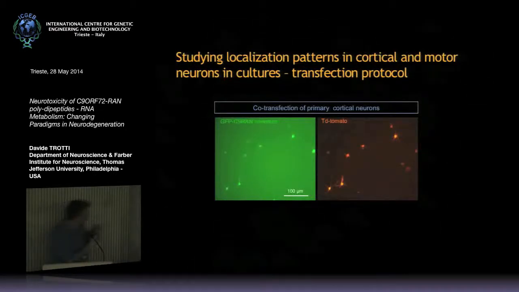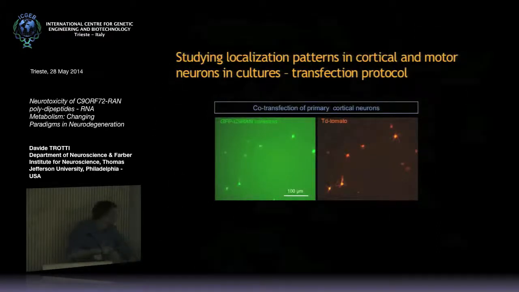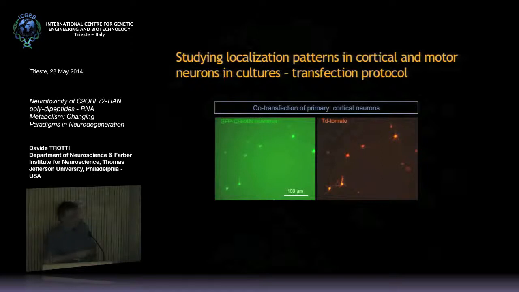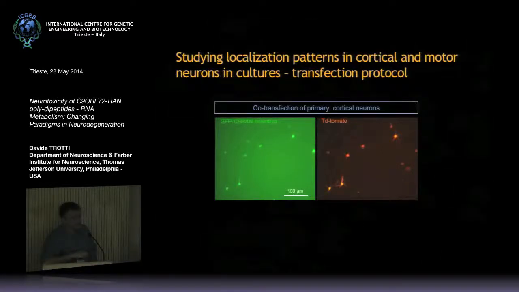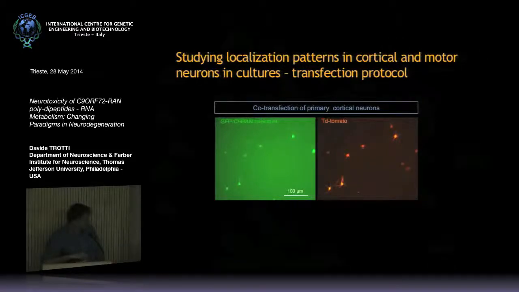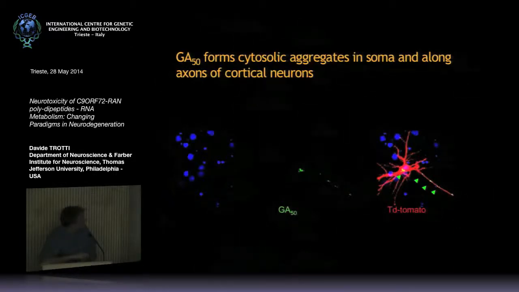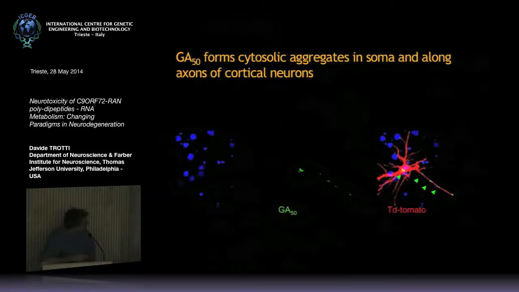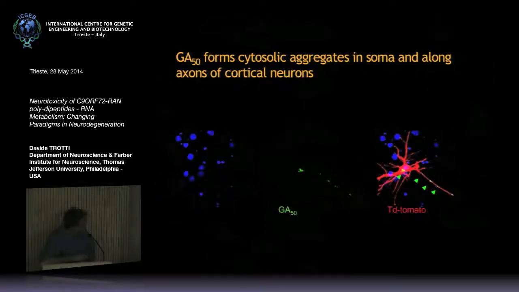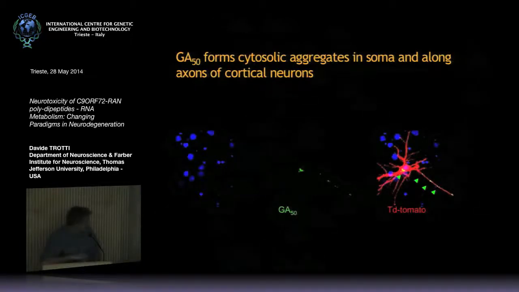The ratio between the constructs is 4 to 1, with 4 being the C9ORF construct and 1 the tdTomato, just to make sure that all the cells that carry the tdTomato also carry our construct. These are the first localization data. You can see that GA50 forms cytosolic aggregates in the cell body, but also in the axon and possibly the dendrite. There is also some in the dendrite. So it's a pretty striking localization.